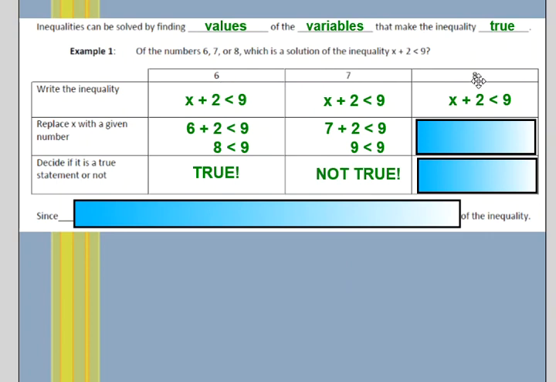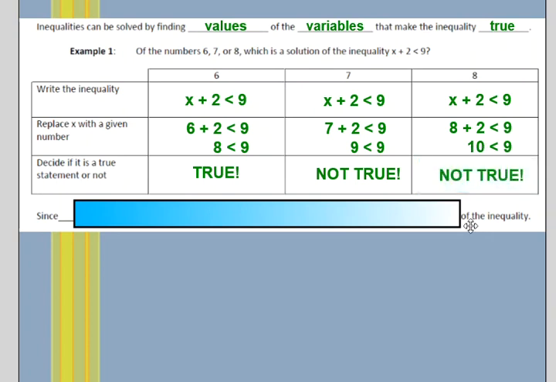Let's look at 8. When we plug it in, 8 plus 2 is less than 9. Well, that doesn't add up, right? I mean, 10 is not less than 9, Mr. H. I know that's not true. So 8 is also not a solution, not a value for x.